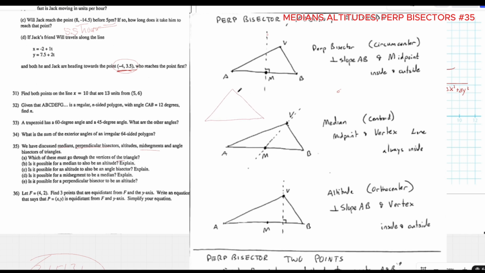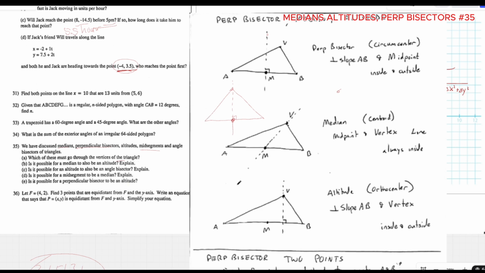So it would have to be isosceles. So now this altitude is also a median, just because it's symmetric left and right. See, the median goes to the vertex and the midpoint, and the altitude goes to the vertex and is perpendicular.